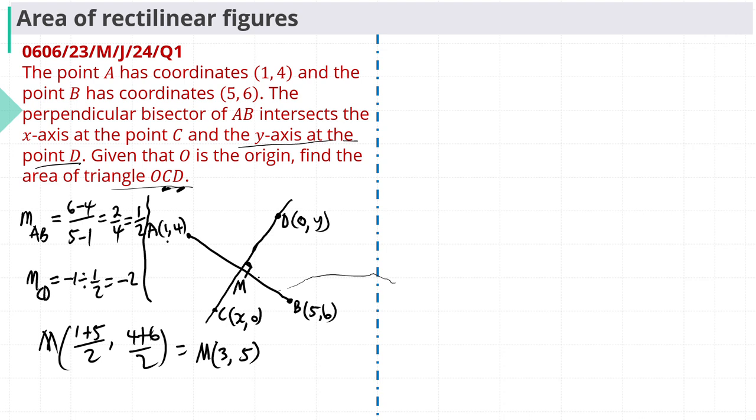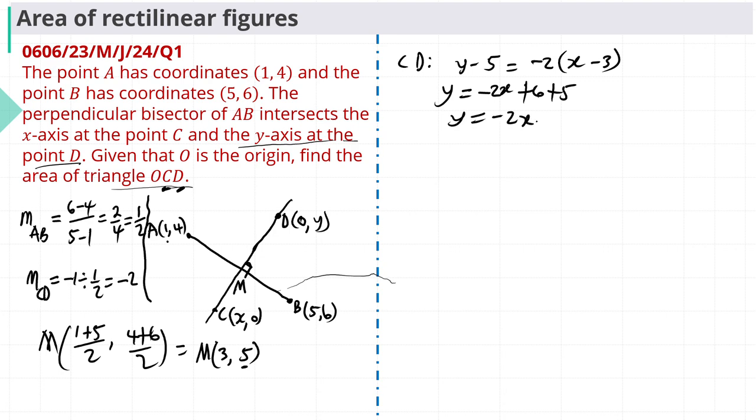Next, we find the equation of line CD. y minus y1, where y1 is 5. y minus y1 equals the gradient, minus 2, multiplied by x minus x1, and that gives y equals minus 2x plus 11. Adding 5 to both sides, we have the equation of line CD.